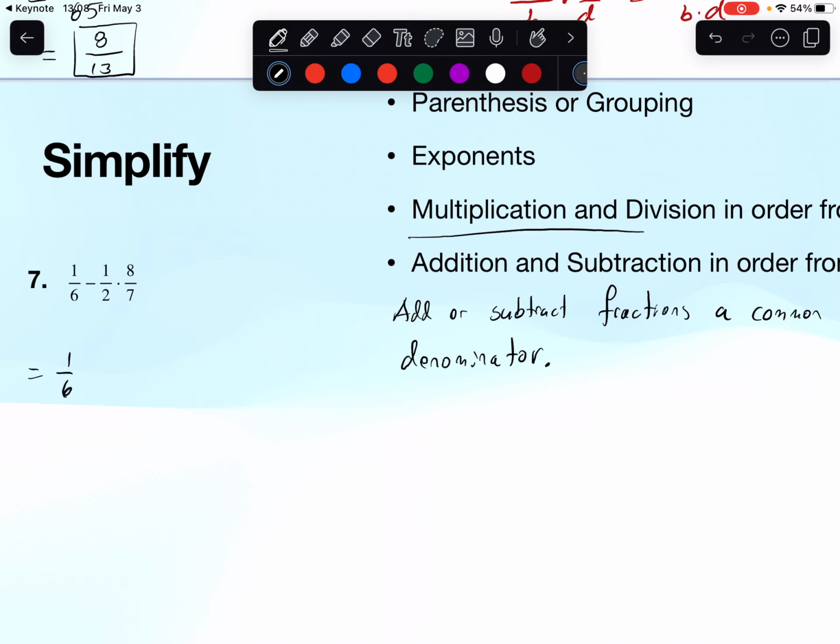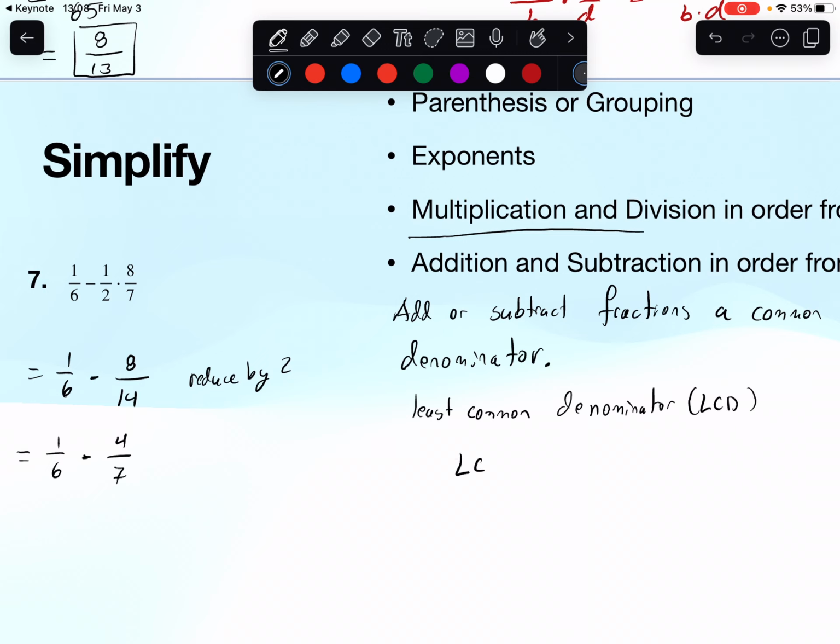So we're going to have 1/6 minus, that would be 8 over 14. And it would be handy to reduce. So this would be 1/6 minus 4 over 7. So we're going to reduce by 2. Okay. And it's good to reduce because you're going to make the number smaller and it's just easier to work with smaller numbers. Okay, so now we want to find the least common denominator, or abbreviated LCD, okay? So LCD of 6 and 7, okay?